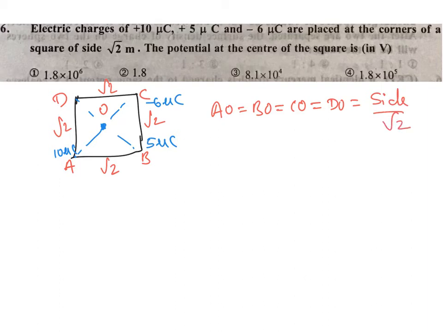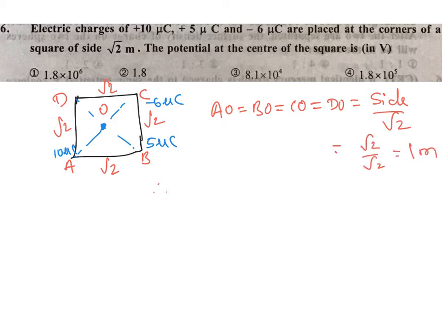So, a simple expression: the side of the square divided by root 2, so that you will get half of the diagonal. The diagonal is AC or BD, correct? Half of that is nothing but side by root 2, so the side is root 2 divided by root 2, that is going to be 1 meter.